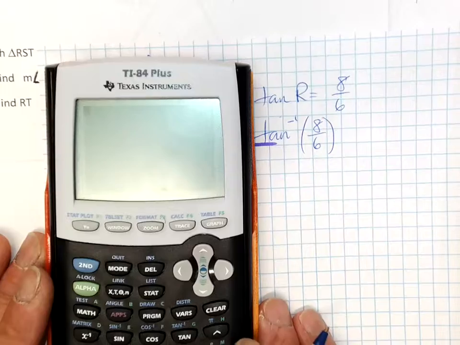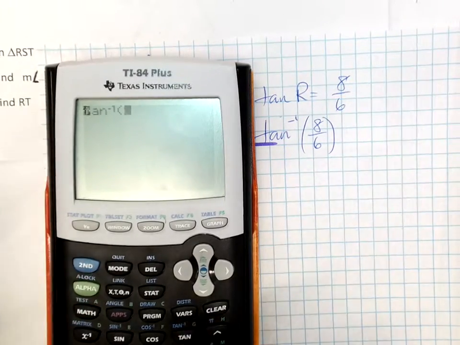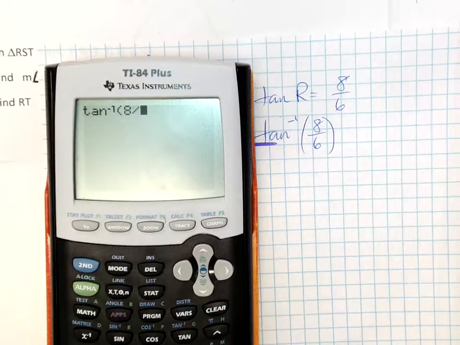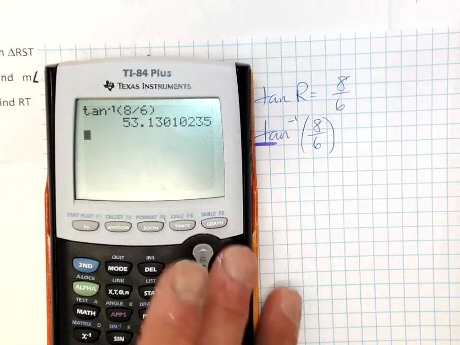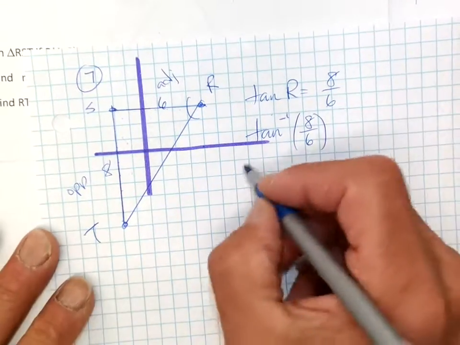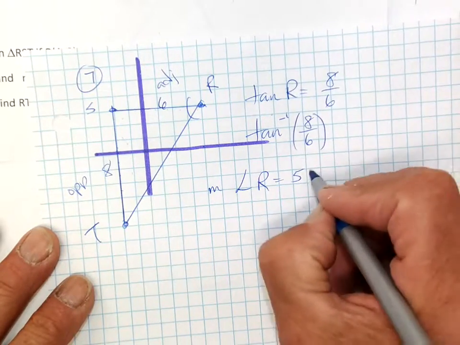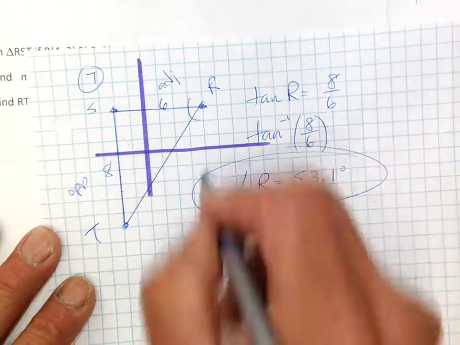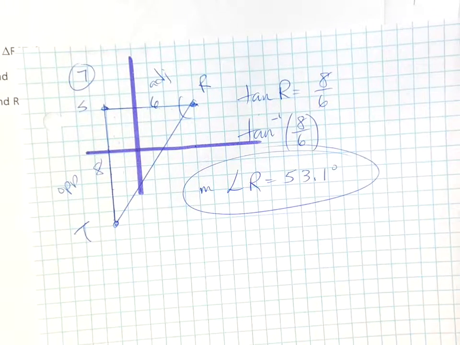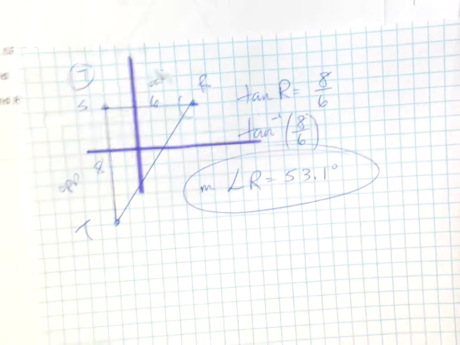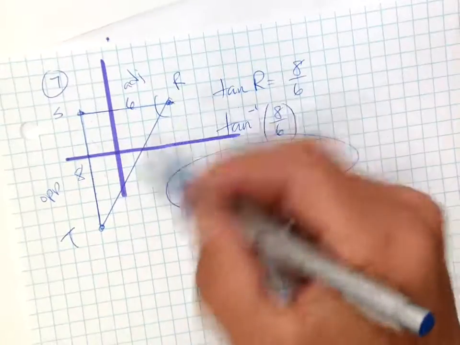In my calculator, I'm going to go just like this: second tan, 8 divided by 6, okay? And then I'm going to get an answer about 53.1 degrees. So the measure of angle R is about 53.1 degrees, okay? Awesome. Now, if I've got to find RT, that's this side here, right?